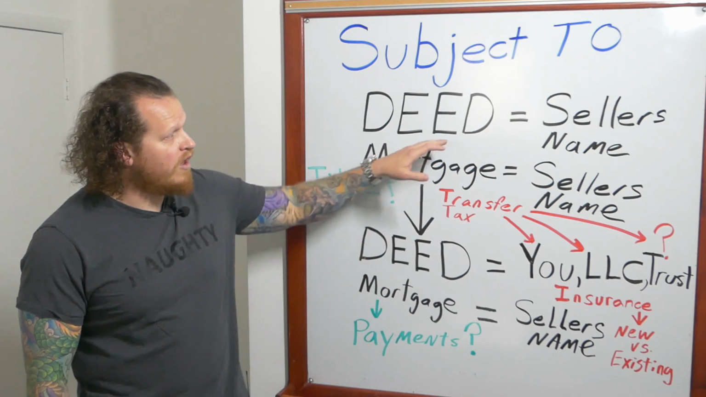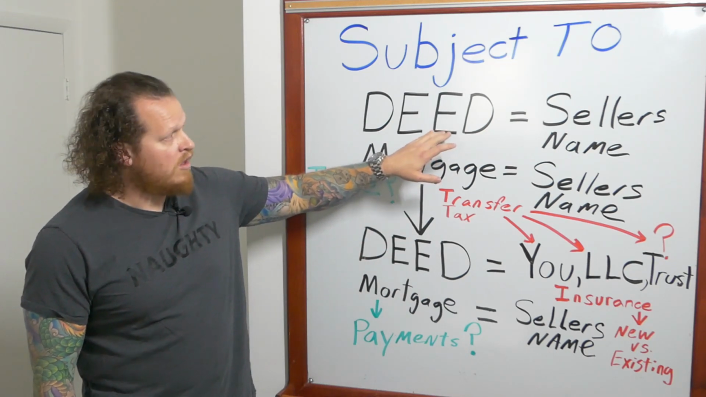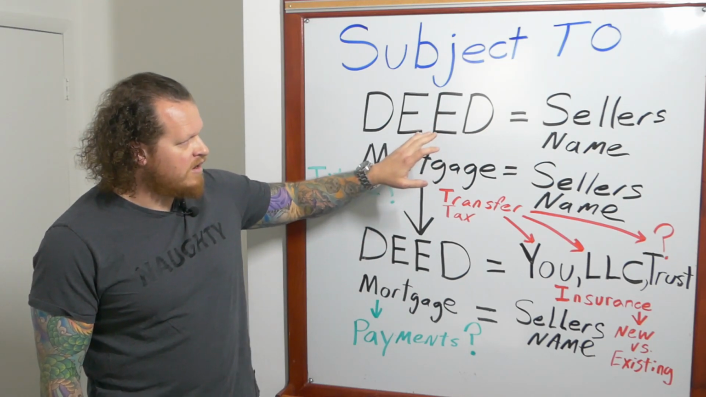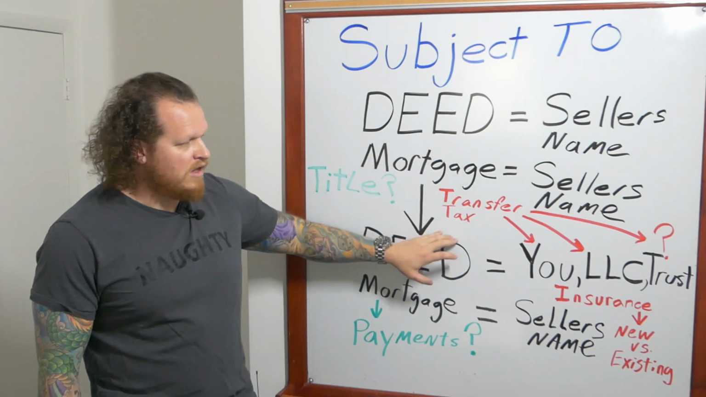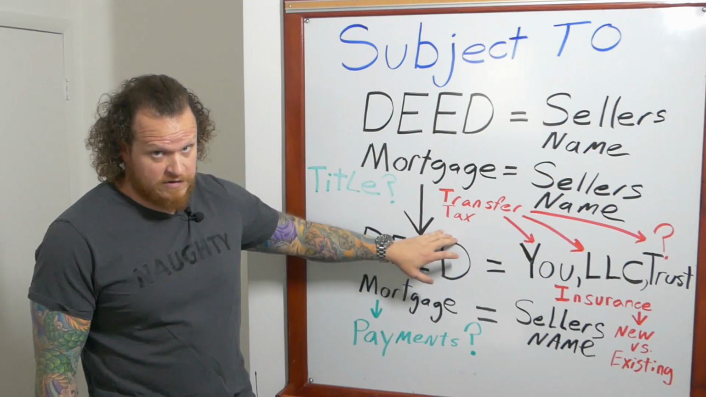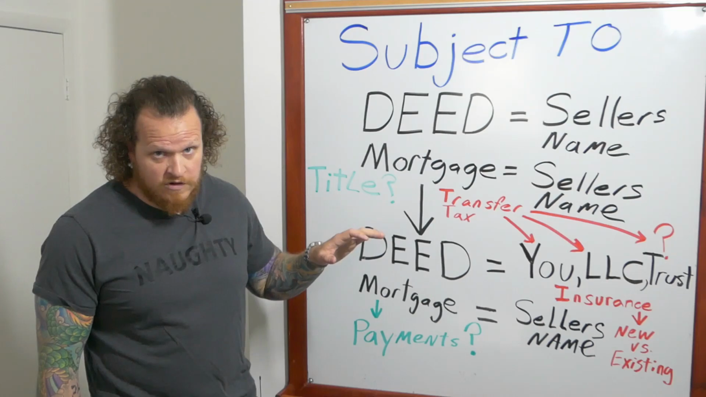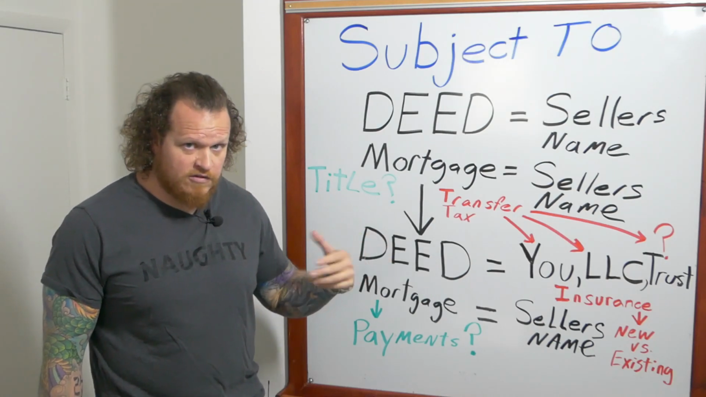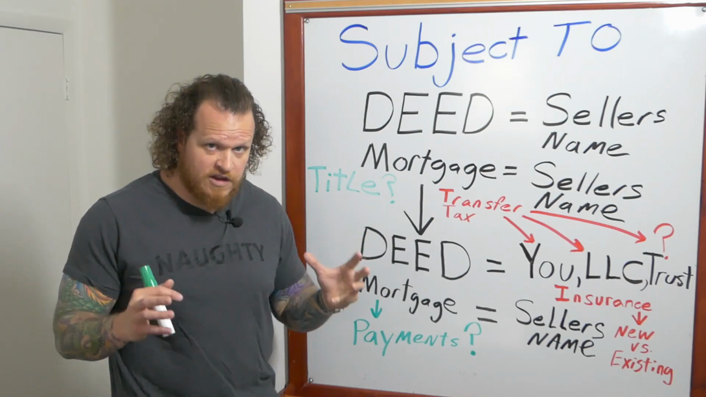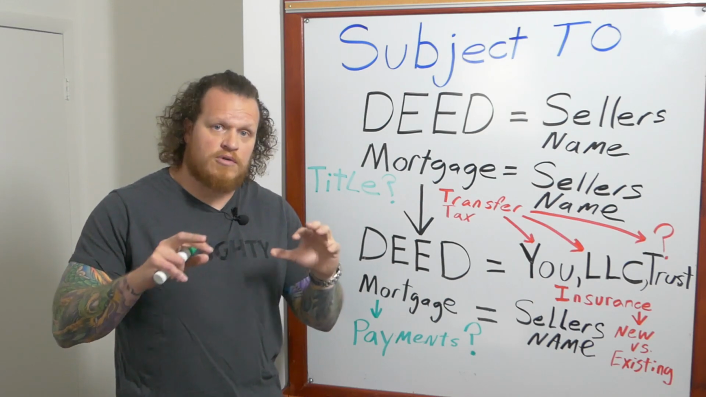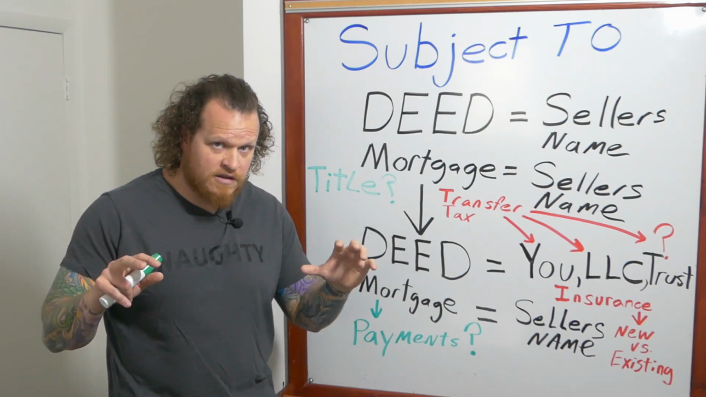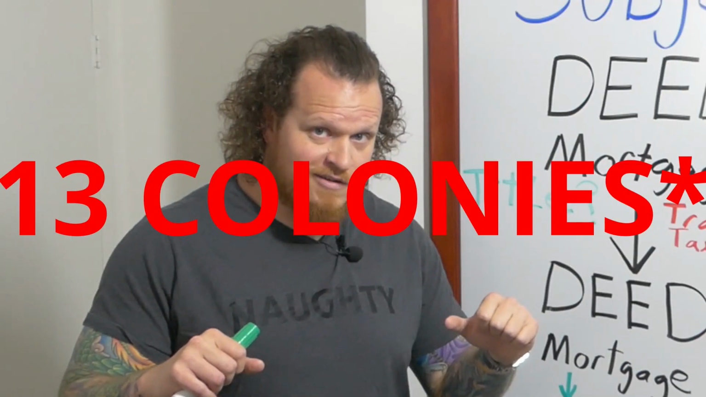Now, the actual right way to do a subject to deal would be to transfer the deed from the seller's name into a land trust. Now, in the state of New Jersey where I operate, and many of the surrounding states which are on the English title system, we're talking about the original 13 colonies, my bad.